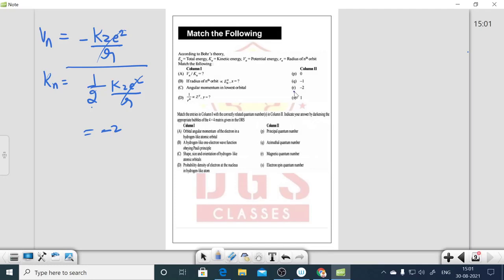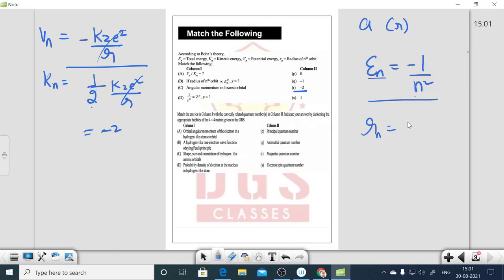Now for the radius of the nth orbit, what will be the x? Pretty easy, I have explained it in that lecture only. En is proportional to minus 1 by n square. And we need to find the radius itself, so the radius will be in terms of energy.